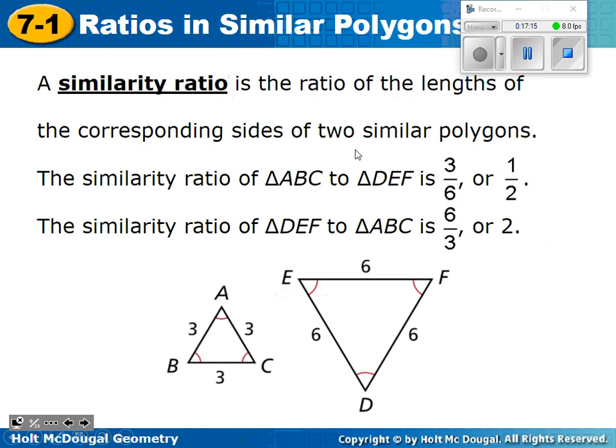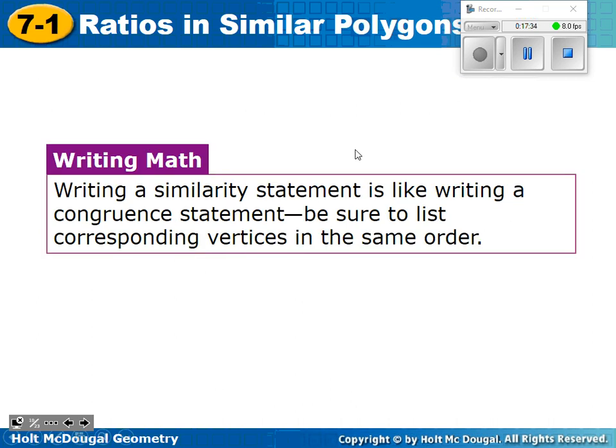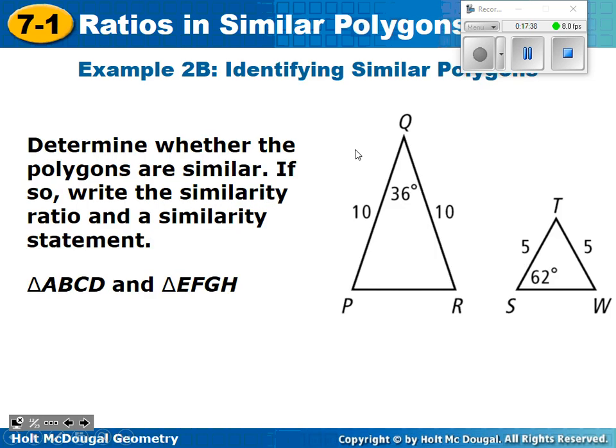Here is where they talk about the similarity ratio and exactly what I just said. So ABC to DEF would be 1 to 2, but DEF to ABC is 2 to 1. Okay, so whichever one is named first goes on top. All right, and a similarity ratio is always a number. I already said this, so I'm going to skip it and move on.